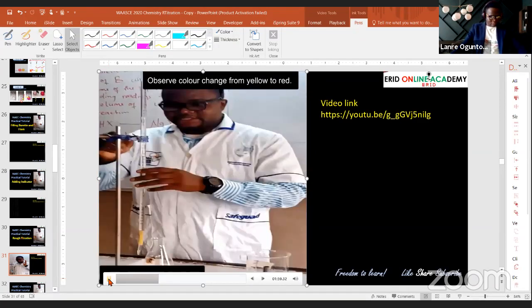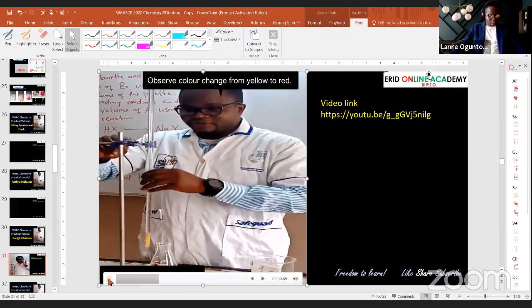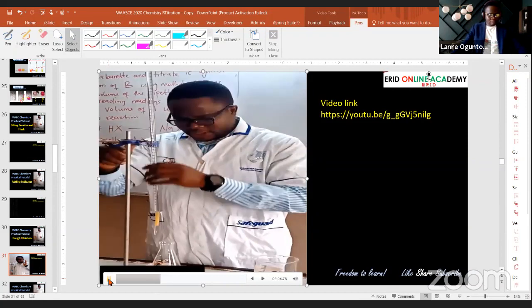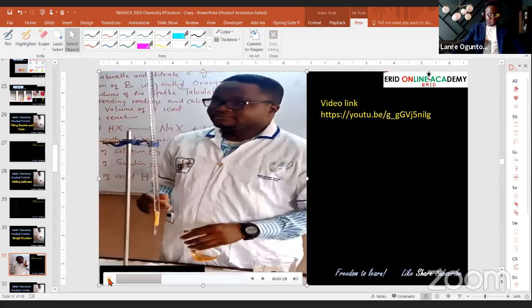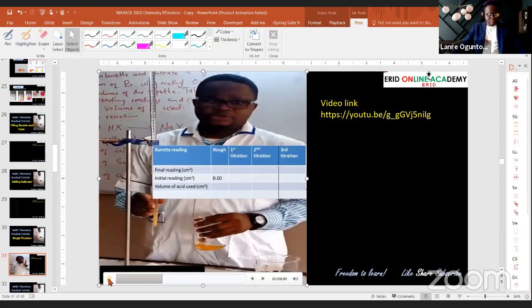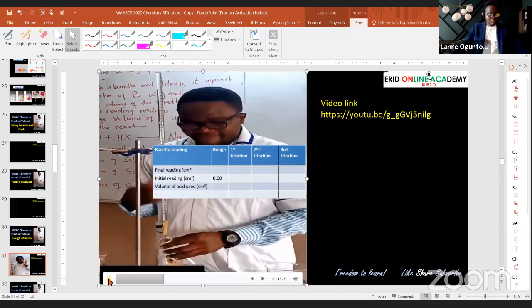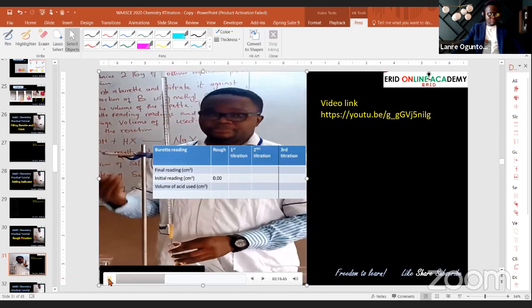Now this is called the first titration. For your first titration, usually it is known as the rough value, meaning that you don't have an idea of where it's going to stop because you've not done any.